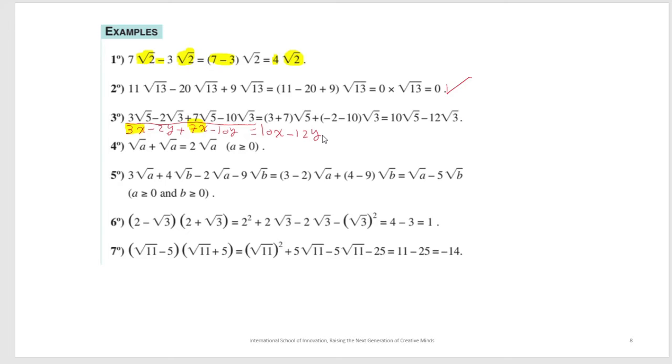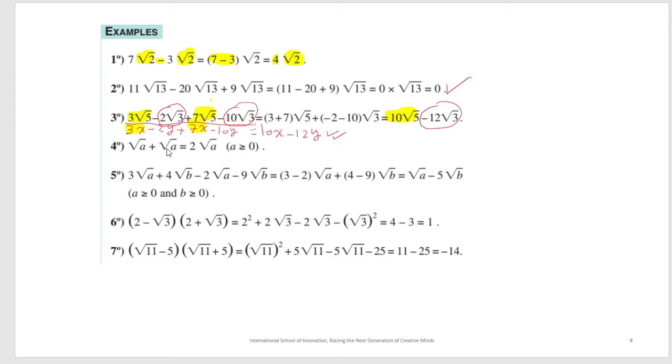It's the same idea here. 3 radical 5 plus 7 radical 5, they are like terms, so it's 10 radical 5. And also negative 2 radical 3, I erased it, anyway, let me write it like this: negative 2 radical 3 minus 10 radical 3 is minus 12 radical 3, and it's done. You don't need to write all this, but I'm only explaining it here.